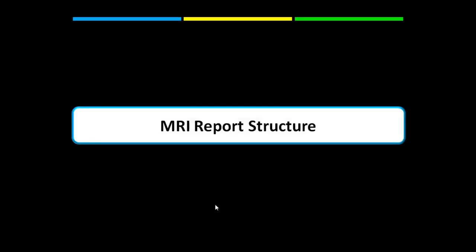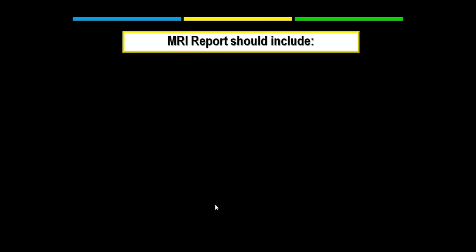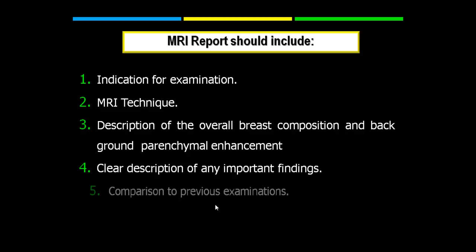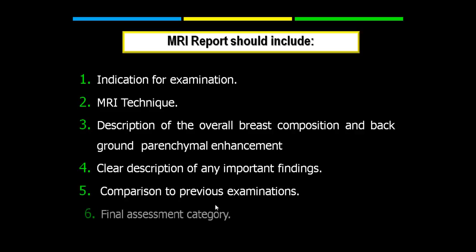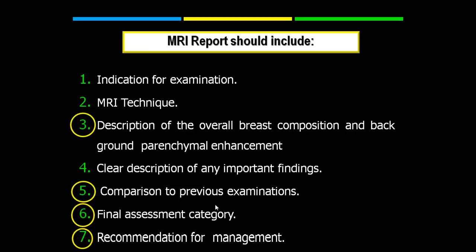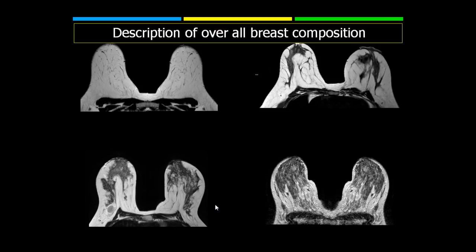And now we're left in the lecture with the MRI report structure. The MRI report should include the indication for examination, the MRI technique, a description of the overall breast composition and background parenchymal enhancement, a clear description of any important findings, comparison to previous examinations, a final assessment category, and a recommendation for management. And actually, we've discussed most of these points. We're left with the description of the breast density, comparison to previous examinations, the final assessment category, and recommendation.